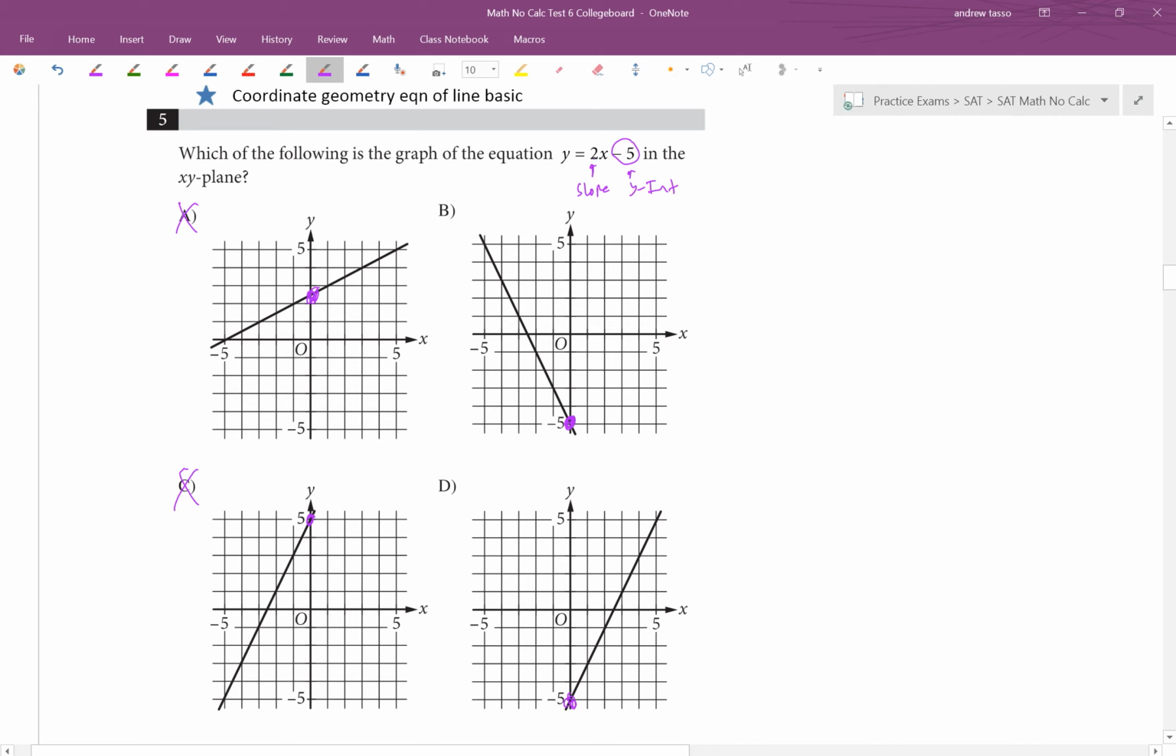And at this point we look at the slope. So we're looking for a positive slope, so as we read it from left to right, the function should increase. And in particular, if we take a single point, we should go up 2 and over 1.